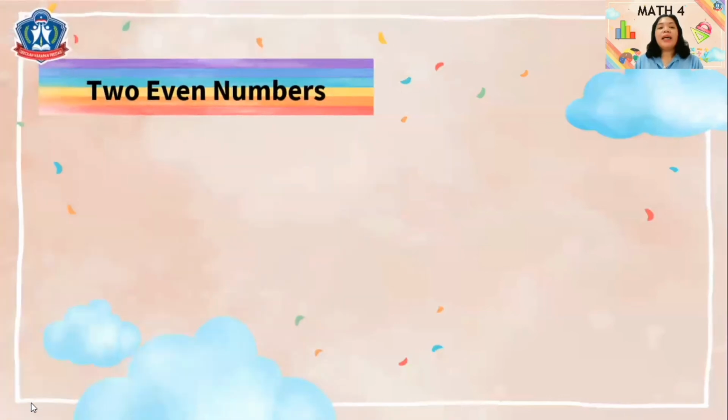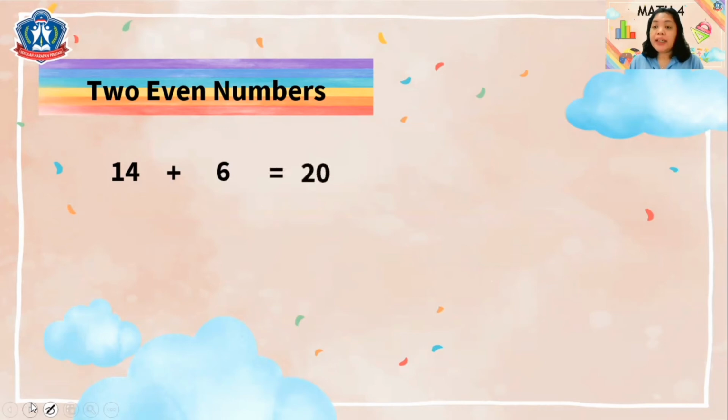Now, say we have 2 even numbers. What will happen, children, if we add 2 even numbers? For example, 14 plus 6. What is the answer? Yes, 20. Is 20 an even number? Correct. How about another example?